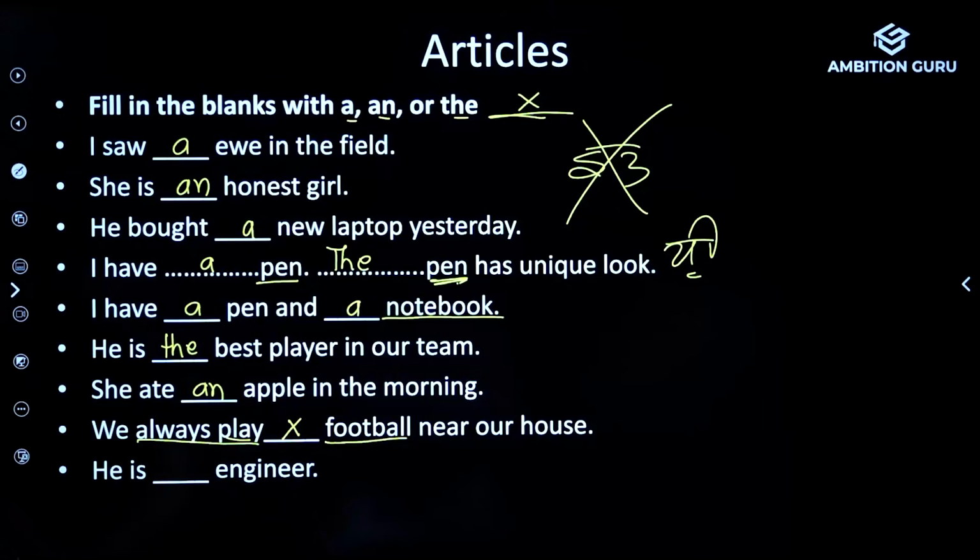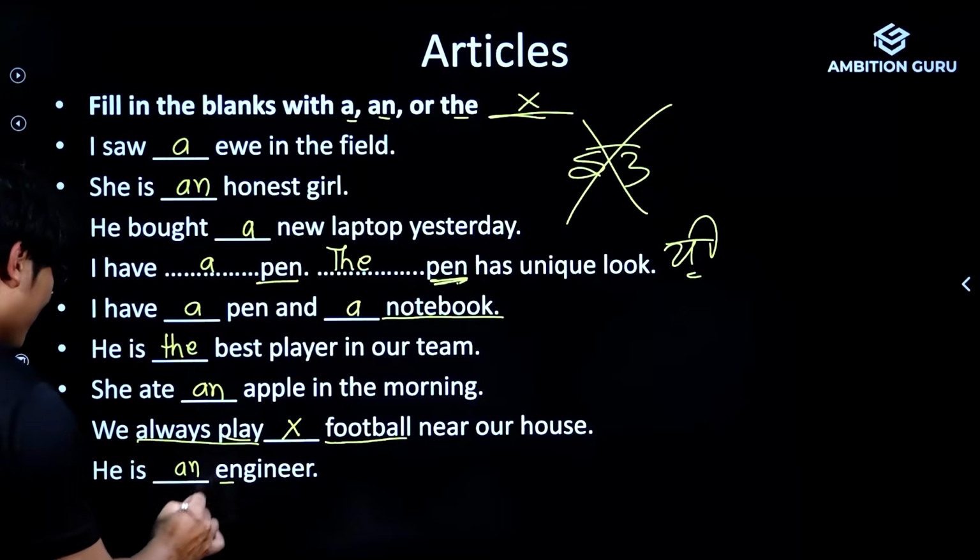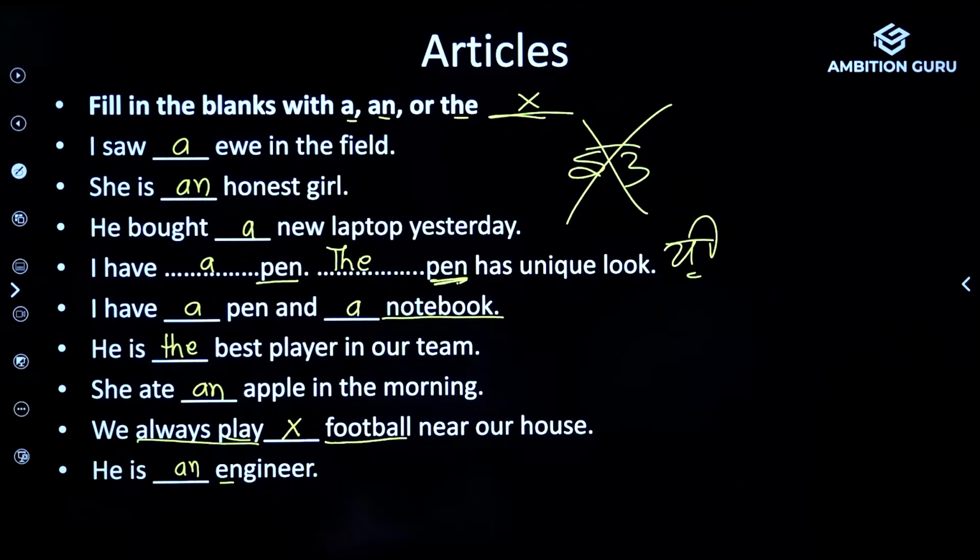Okay, next. He is dot dot dot engineer. He is dot dot dot engineer. An E sound is there at first. Okay, so he is very good. E sound is here, engineer. So here should be an. He is an engineer.